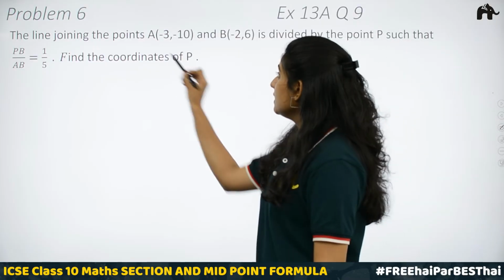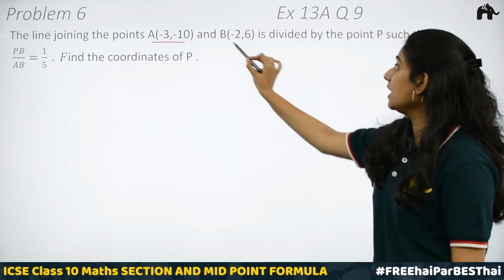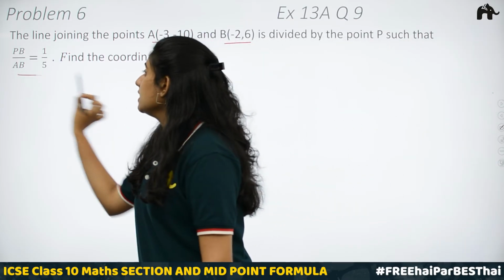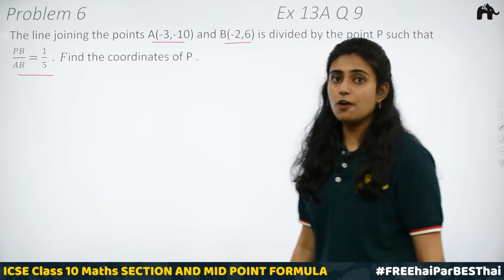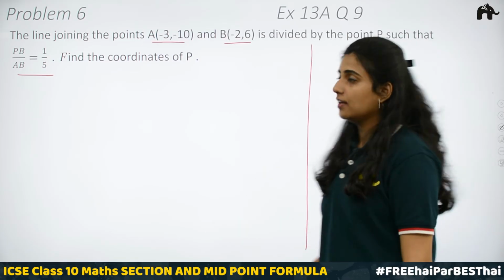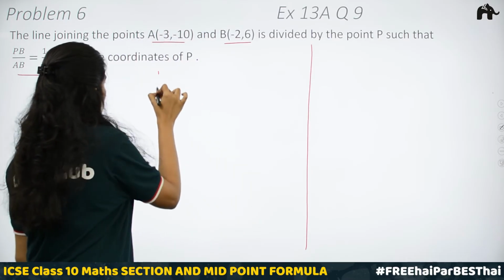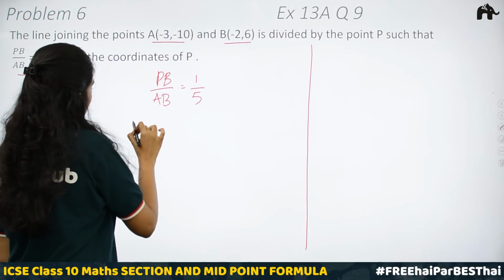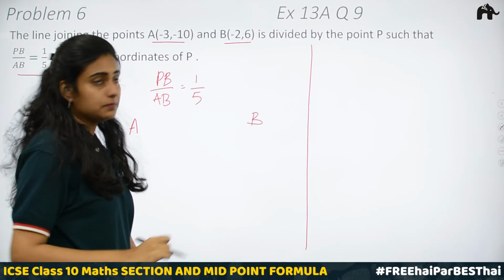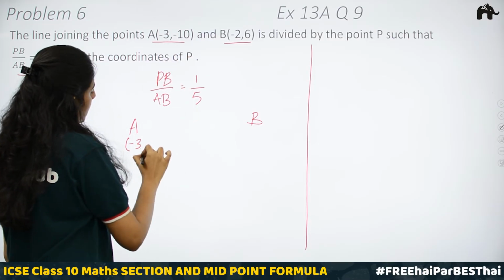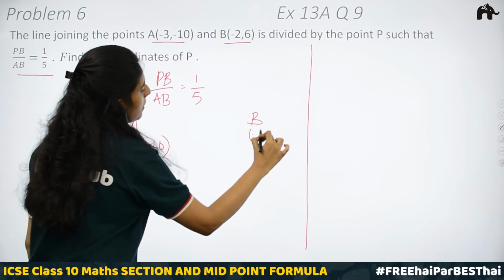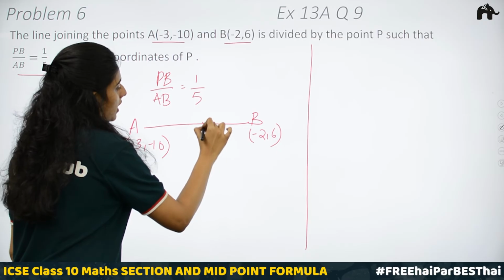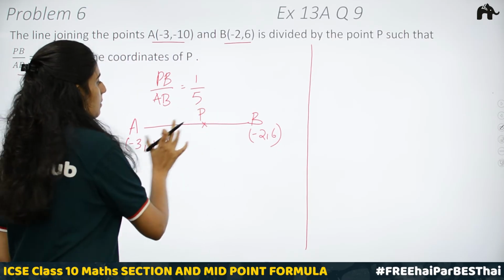The line joining the points A(-3, -10) and B(-2, 6) is divided by the point P such that PB by AB is equal to 1 by 5. Find the coordinates of point P. Here the ratio is given. Given ratio PB by AB is equal to 1 by 5. We have 2 points A and B. Coordinates of A are (-3, -10) and that of B are (-2, 6). This is the line joining A and B. A point P divides them in a ratio.